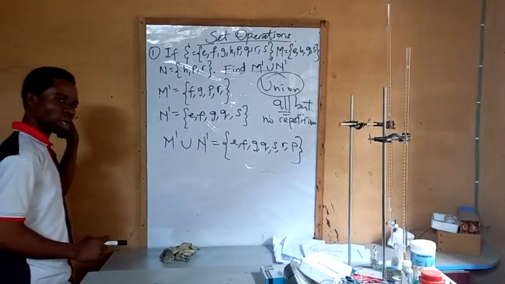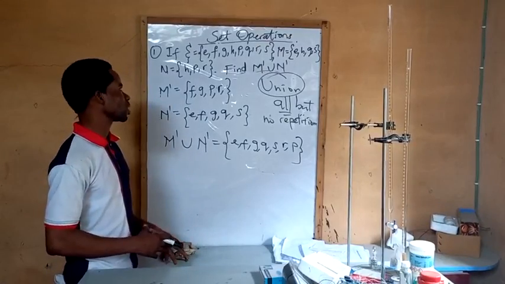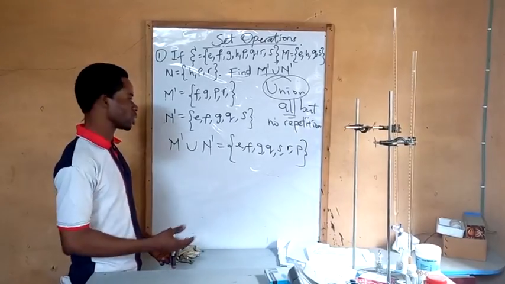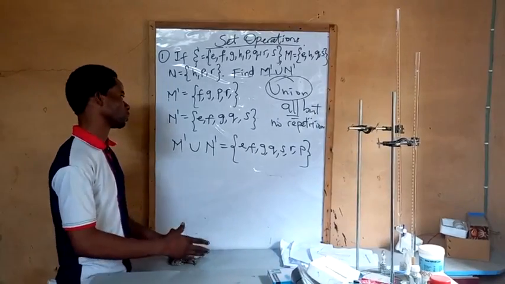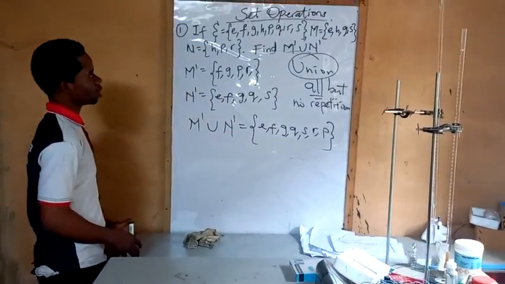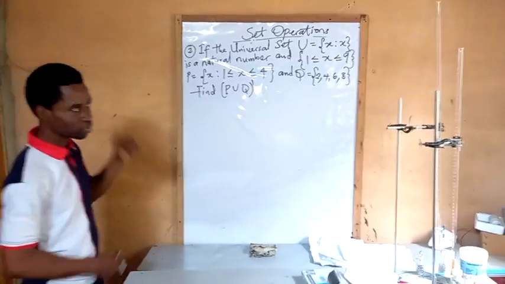Some people ask me, can we just write it not in the order of the alphabet? It doesn't matter. The way you write members in a set, it doesn't matter. You need not follow alphabetical order. But no repetition when it comes to union. That's the answer for question 1. Well, let's take another one.